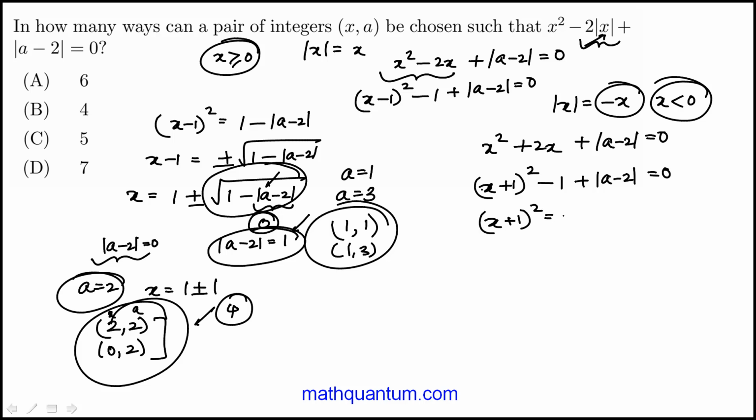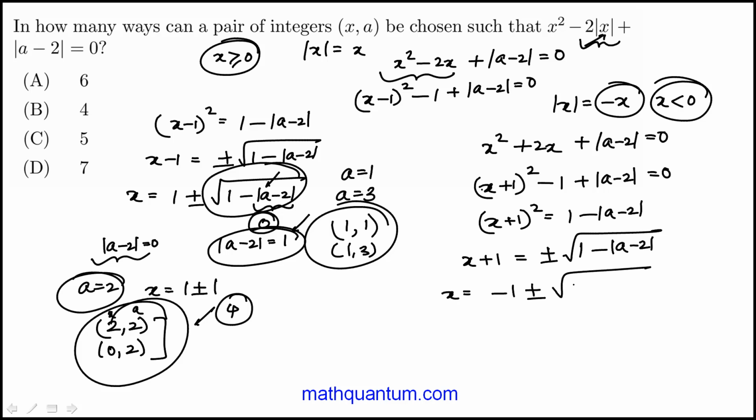(x plus 1) squared is 1 minus absolute value of a minus 2. x plus 1 is plus or minus the square root of 1 minus absolute value of a minus 2. So x is minus 1 plus or minus that. And again, we'll consider the cases when absolute value of a minus 2 is 0. And again, we have the same scenario here because this term is the same in both cases. So that would be when a is 2.